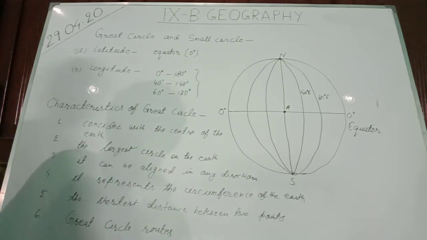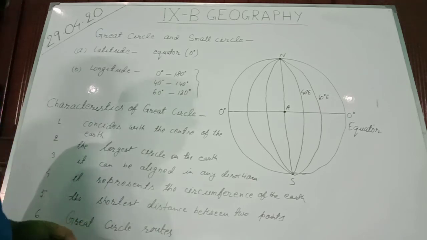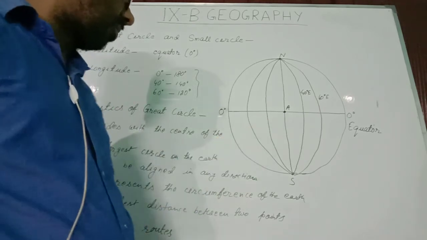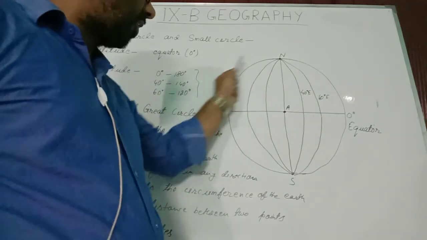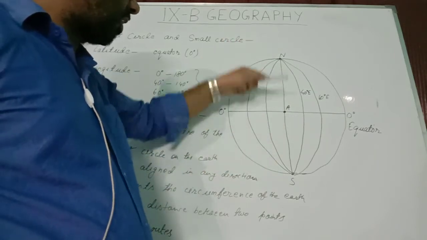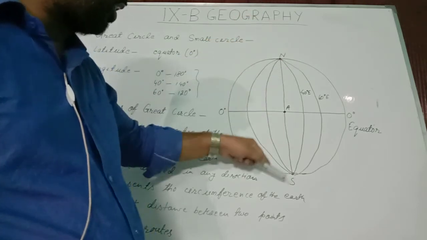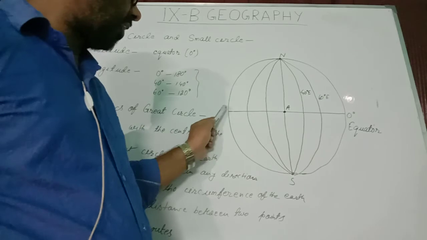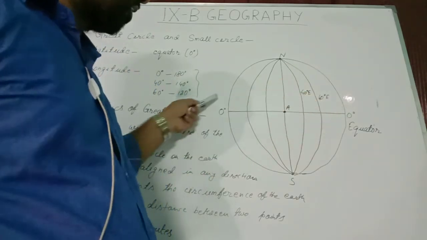Now we come to the characteristics of great circle. There are 6 characteristics. First is, this great circle coincides with the center of the earth. Second, this is the largest circle drawn on the globe. This is the front part. If you join this line to the opposite part, you will get the great circle. This is the front part, and opposite of it we also have the equator. If you join, you will get the great circle.